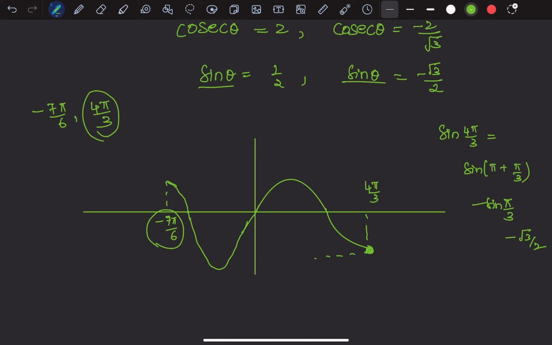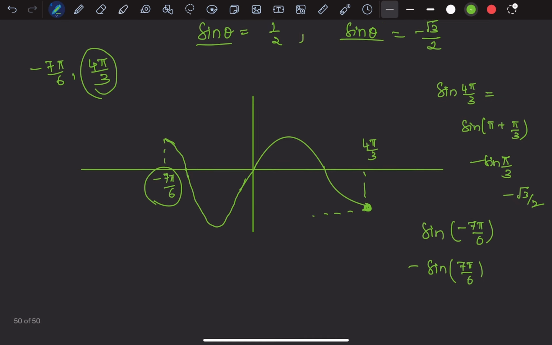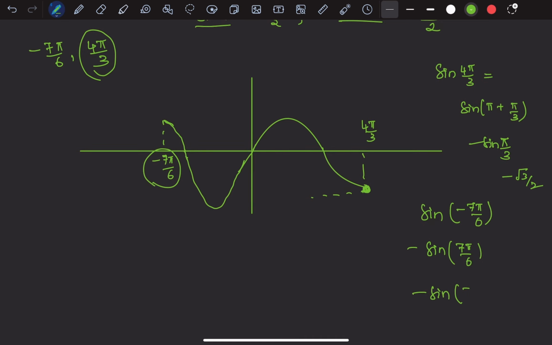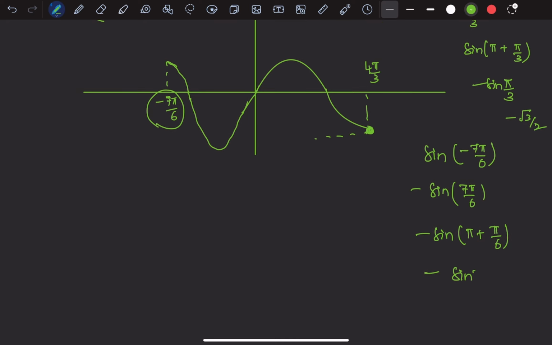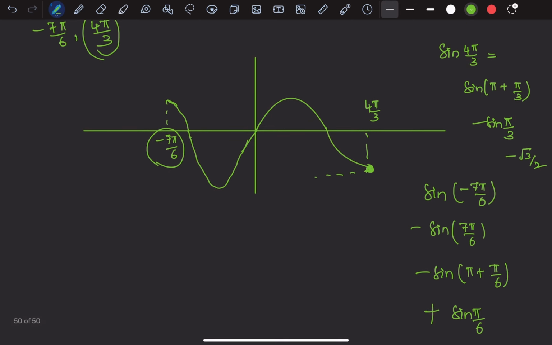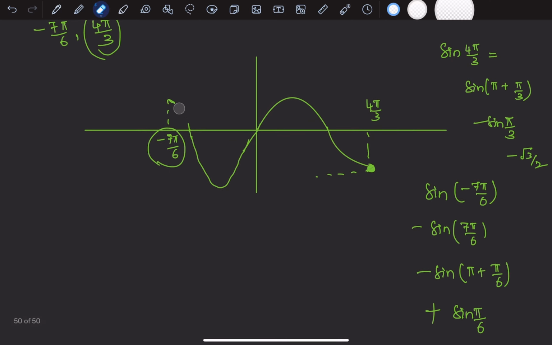And also let us find out the value of sine of minus 7 pi by 6. Sine of minus 7 pi by 6 is same as minus sine 7 pi by 6. So this is minus sine of pi plus pi by 6. So that is simply minus sine pi by 6. Since it is in the third quadrant, it will be plus. So this is 1 by 2. So here it is 1 by 2. So root 3 by 2 will be somewhere here.